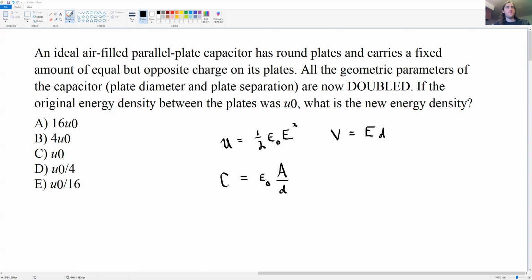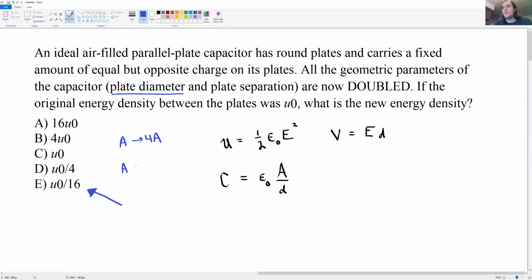Okay, we're back, and now we're going to discuss this question here. So everyone seems to be in agreement that the answer is E, that the energy density will decrease by a factor of 16. So let's see if we can work that out here. A couple things to note: the plate diameter doubling. If the diameter doubles, then the area increases by a factor of 4.